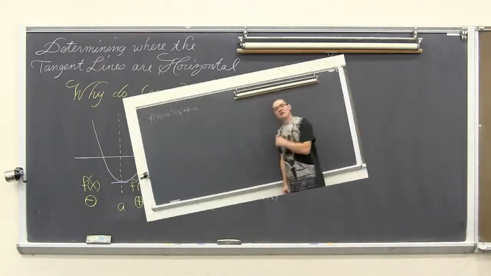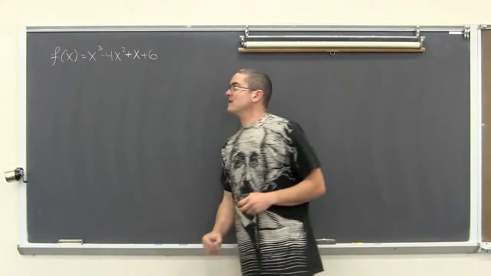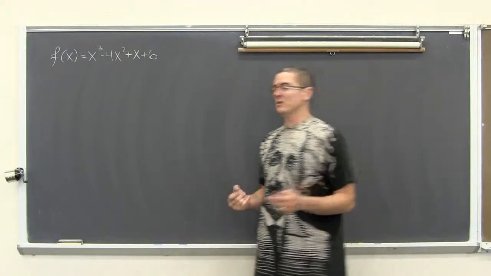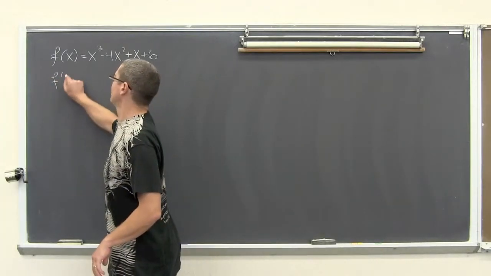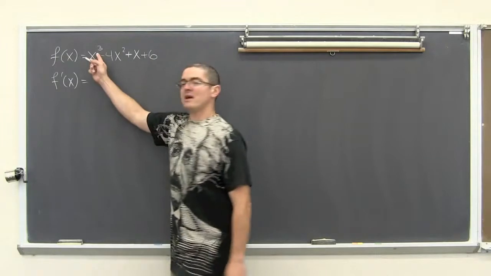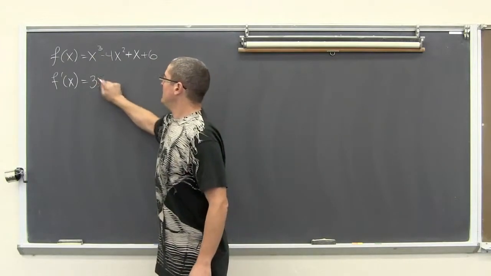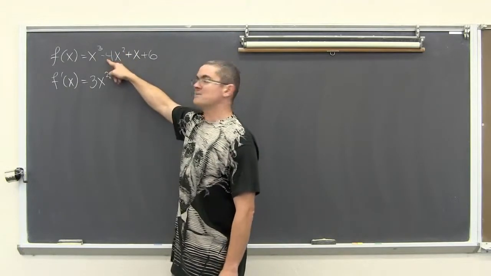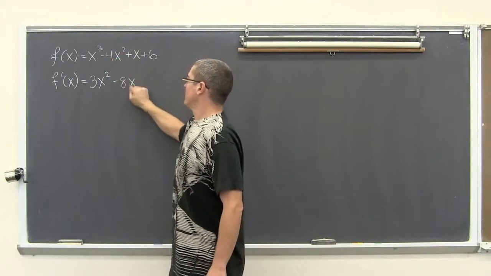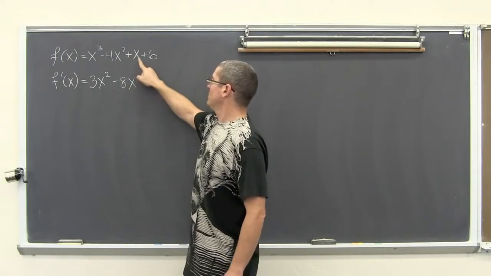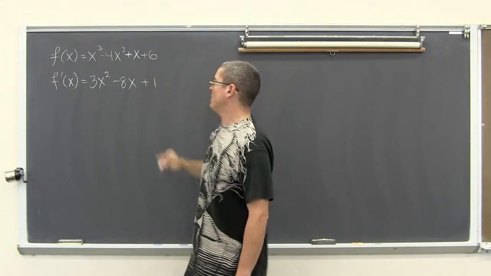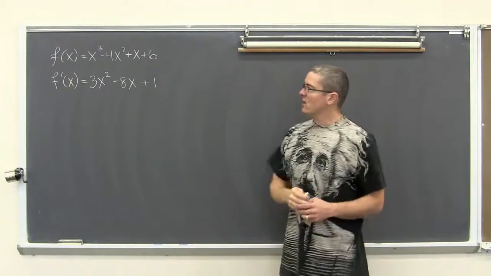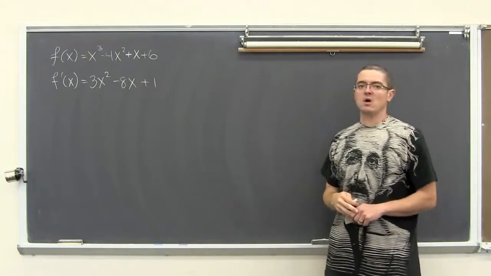Let's see what those examples look like. Well, here's our first example. We have f of x is equal to x cubed minus 4x squared plus x plus 6. So we're going to find the derivative. f prime of x is equal to, applying the power rule here, 3x squared. We have a constant times a power, so we bring that down: 2 times negative 4 is negative 8, and the exponent goes from 2 to 1. Here we have plus x, so that's just going to be 1. And the constant is going to be 0. So the derivative is 3x squared minus 8x plus 1.